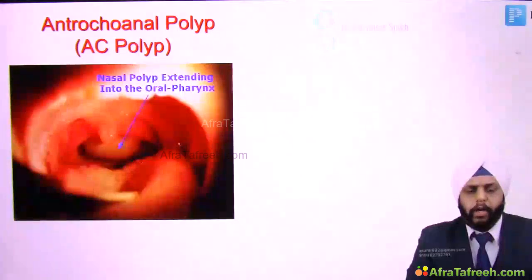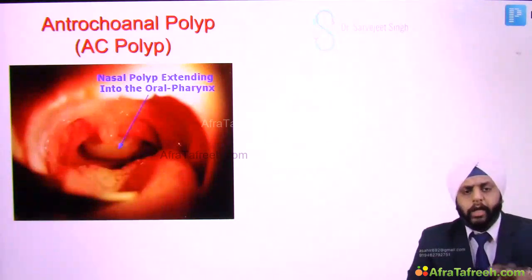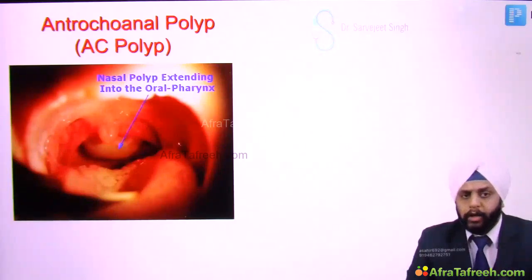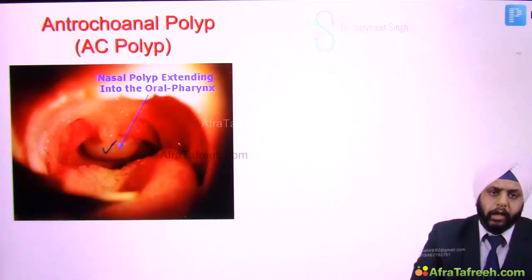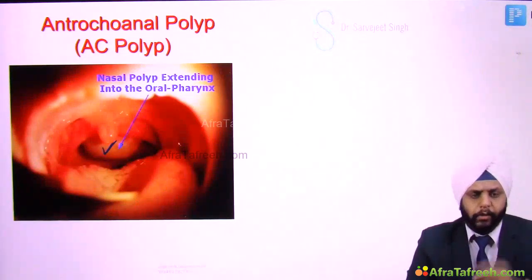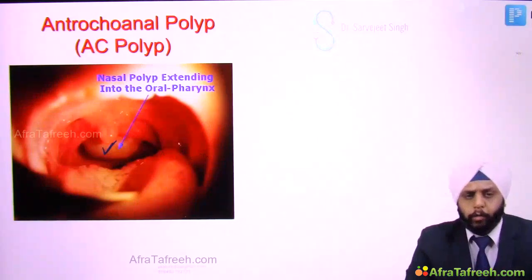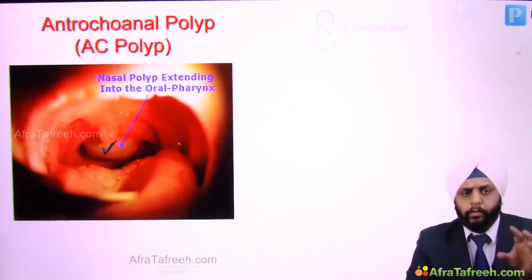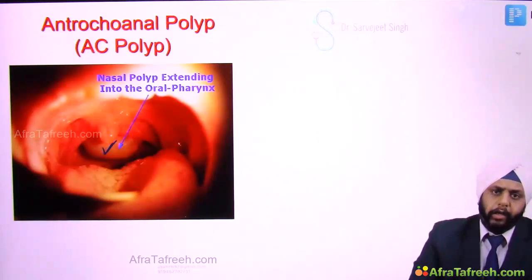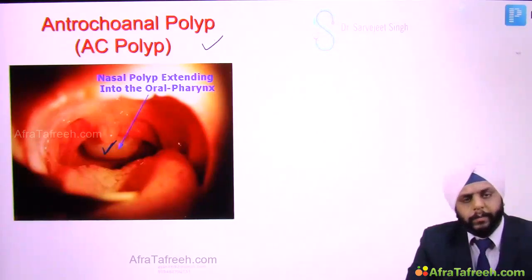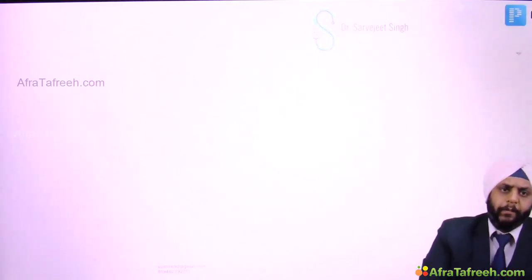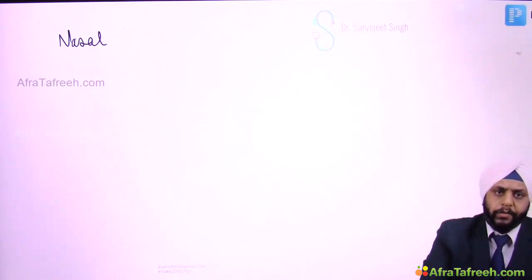Okay, let's look over here. Now you can see an enterochoanal polyp which is hanging into the oropharynx. You can even see a part of the polyp behind the soft palate. So when you ask the patient to open the mouth and you examine the oropharynx, you can see the polyp hanging from behind. That is seen in case of enterochoanal polyp. Now how will these polyps present? These polyps present as nasal obstruction.